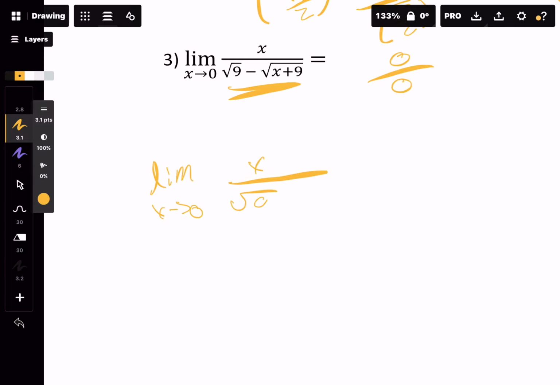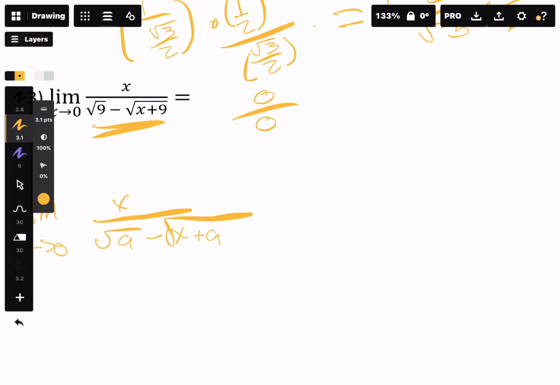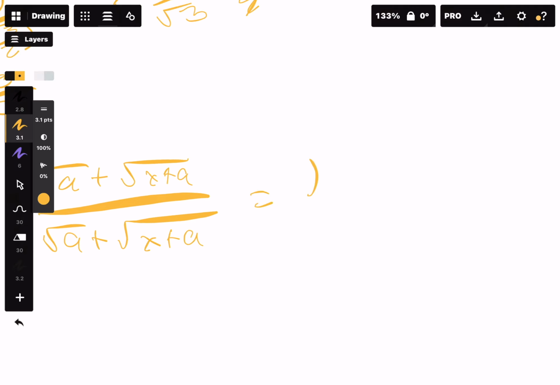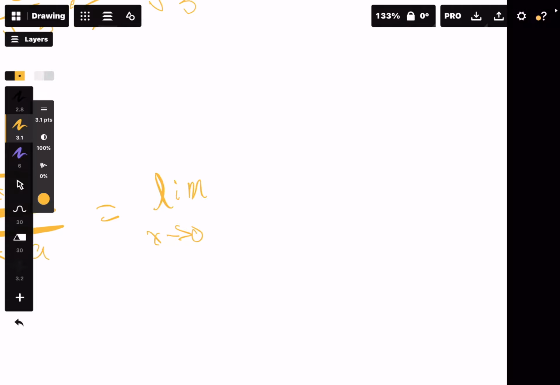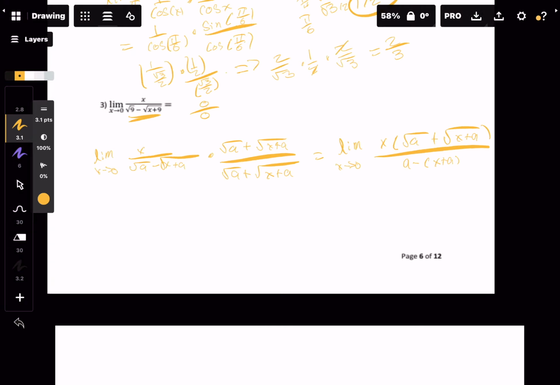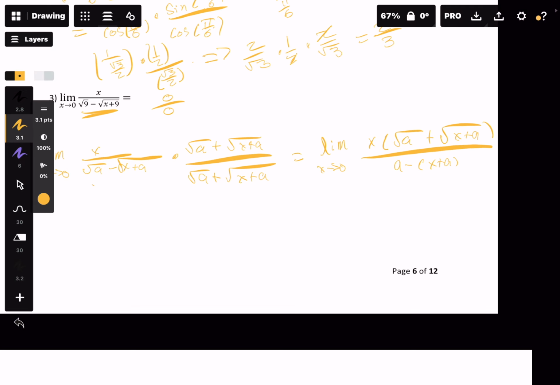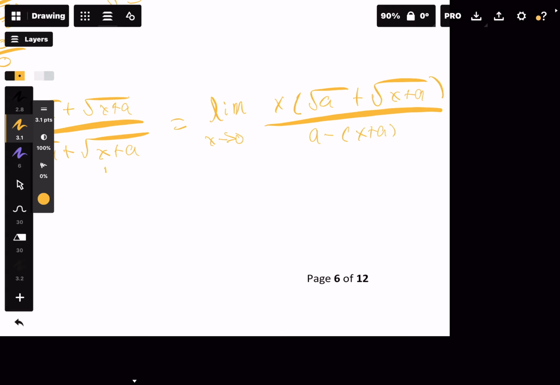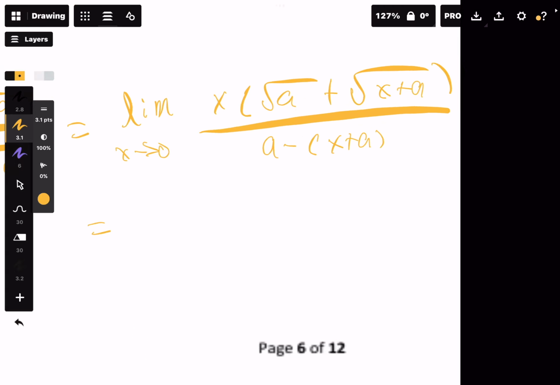The limit as x approaches 0 of root of 9 minus x plus 9, times root of 9 plus x plus 9, over root of 9 plus x plus 9. This will equal the limit as x approaches 0 of x times root of 9 plus x plus 9, all over 9 minus x plus 9. Okay, since these cancel out, everything makes sense. Then we can go a bit further in and realize that if we distribute this, we're going to get, ooh, that looks ugly. If we distribute this, we realize we can get rid of the 9s.